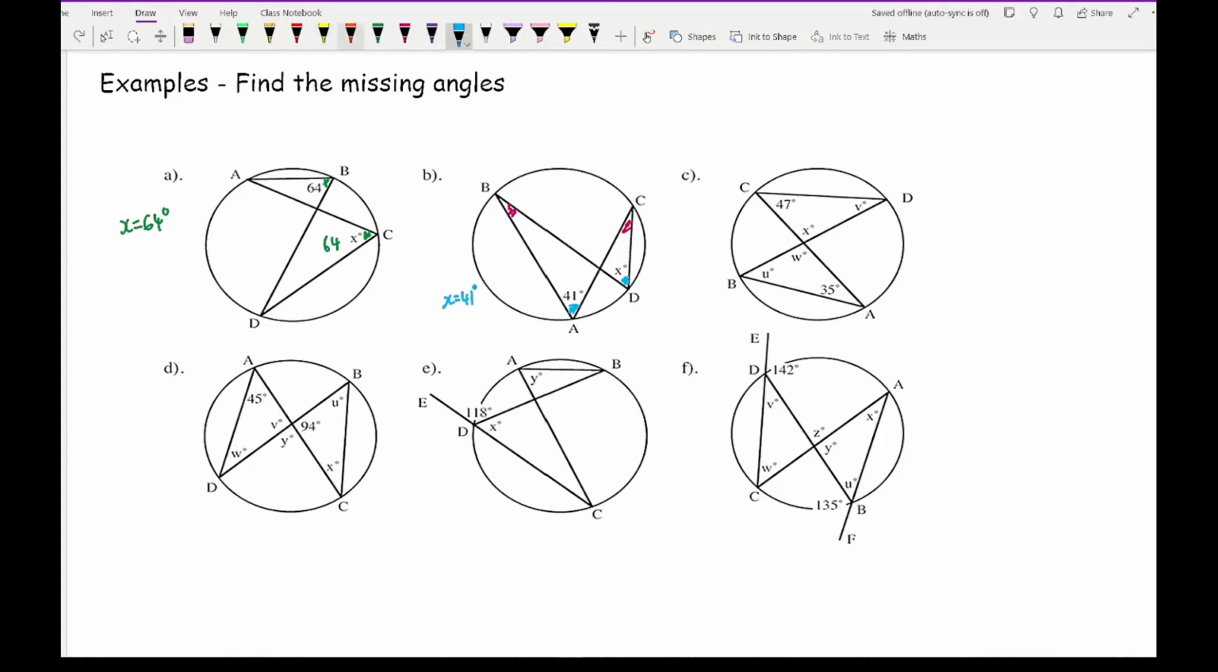Then moving on to question C, if I just mark which angles are going to be the same, those two are going to be the same, and these two here are going to be the same, by the definition of the bow.